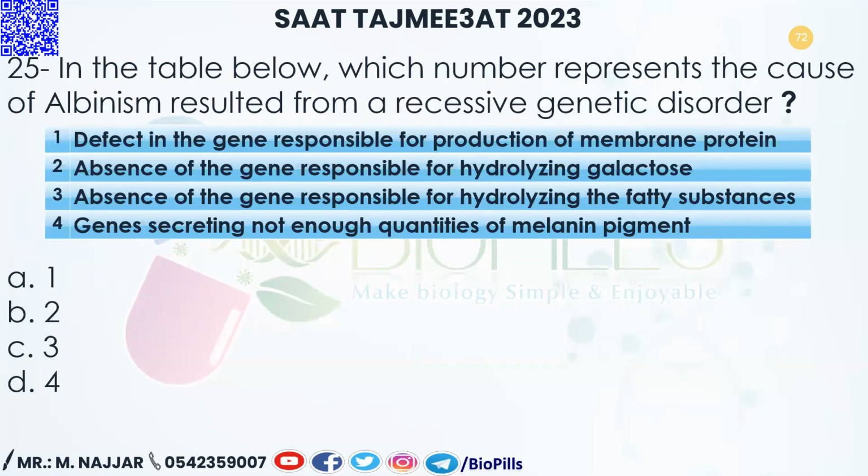Question number 25. In the table below, which number represents the cause of albinism as a recessive genetic disorder? He is telling you that albinism is a recessive genetic disorder. The problem here is that the genes do not secrete enough quantities of the pigment known as melanin, which is found in our skin. That's true.